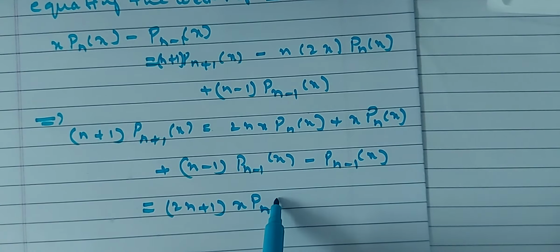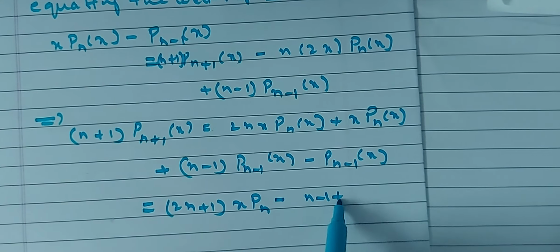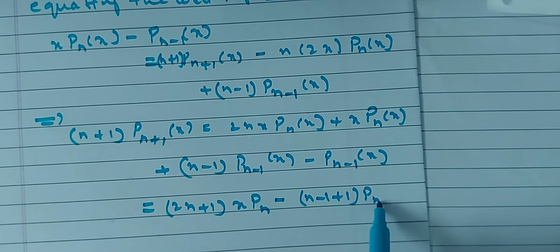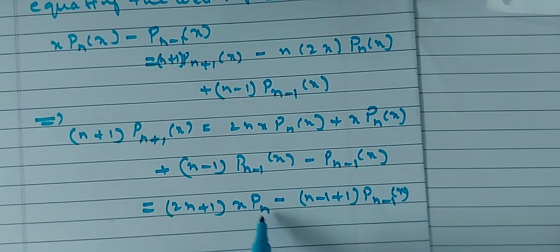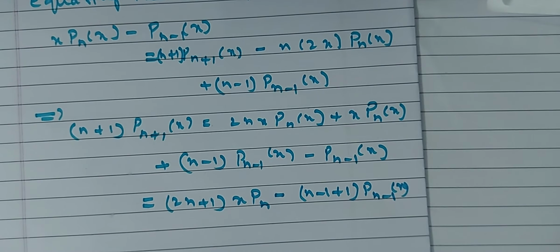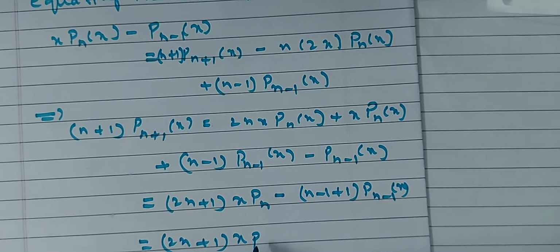minus (n minus 1 plus 1) into Pn minus 1 of x. It's also Pn of x, or simply Pn. This is equal to (2n plus 1) x Pn of x minus n Pn minus 1 of x.